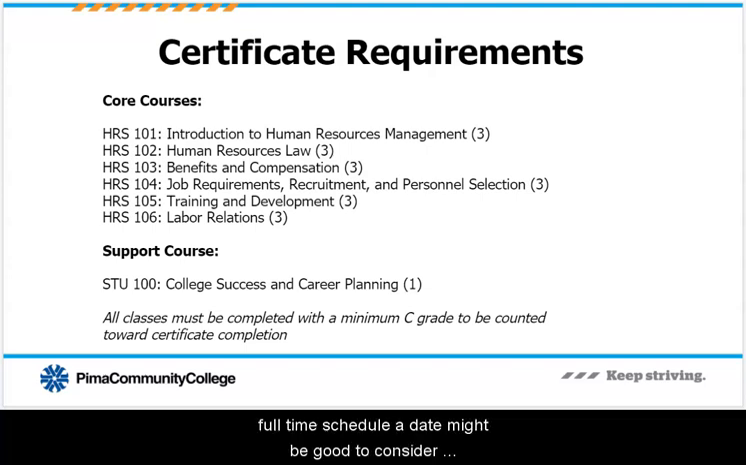If you're going full time, a schedule that might be good to consider would be doing HRS 101 through 104 and STU 100 this first semester, and then finishing up with the 2 classes in the next spring semester with HRS 105 and HRS 106. But then again, everybody's different. If you're planning on only doing part-time because you're working full-time or have full-time responsibilities with your family, that's all good to have a discussion with me about, depending on what your current situation is and what tools you might need to be successful. So please reach out. Let's talk about it.